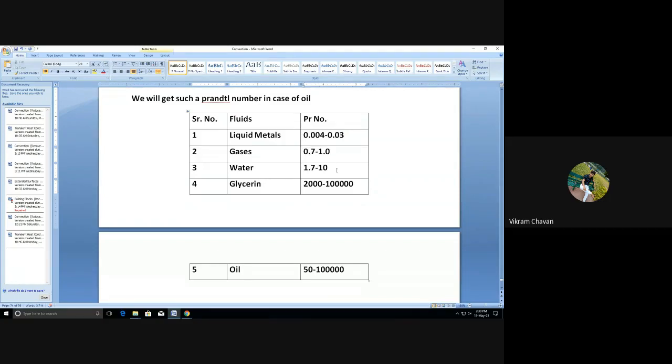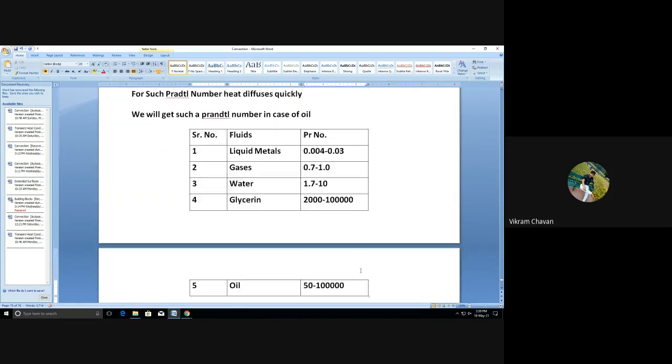And water is one kind of liquid. So we can say that for liquids, the range is different according to their composition, so 1.7 to 10. Then glycerin, once again, we can say that glycerin is one kind of oil, and there are different types of oils if you consider. So then the variation we can see according to their composition. Okay, so this is about the Prandtl number.